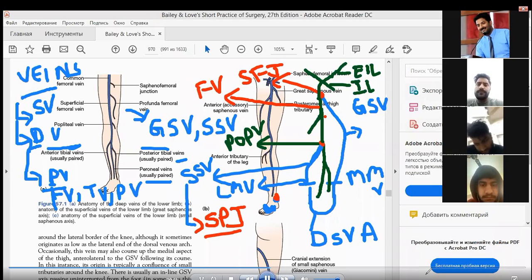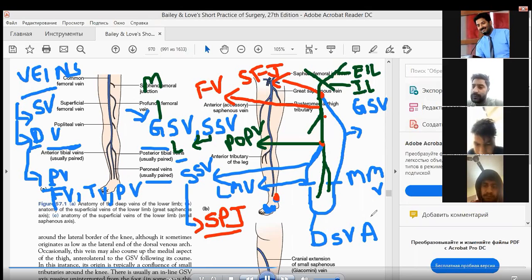Once again, I am revising for you. Veins: superficial veins and deep veins. Superficial veins are the great saphenous vein and the short saphenous vein. Great saphenous vein on the medial side, short saphenous vein on the lateral side of your lower limb. Okay. Deep veins are your popliteal vein, femoral vein, tibial veins, peroneal veins.